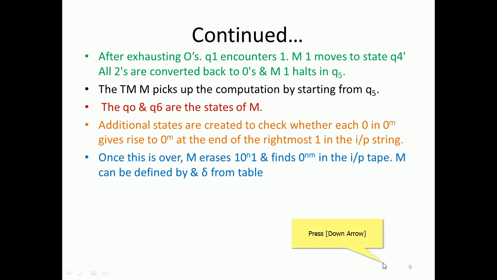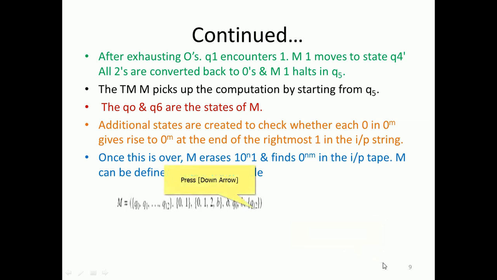So once this is over, M erases 1 power n and finds 0 power n into m, right? 0 power nm in the input tape. The machine can be defined by delta, that is, a transition table will be there. So we can have M equal to q0, q1, q2, q12. The input symbols are 0, 1, and the tape symbols are 0, 1, 2, b, and delta of q0 comma b is q12.